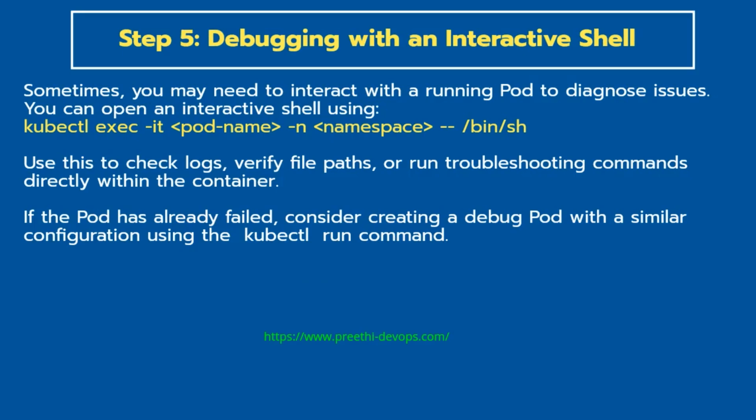Sometimes you may need to interact with a running pod to diagnose issues. You can open an interactive shell using kubectl exec -it podname -n namespace -- /bin/sh. Use this to check logs, verify file paths, or run troubleshooting commands directly within the container. If the pod has already failed, consider creating a debug pod with a similar configuration using the kubectl run command.